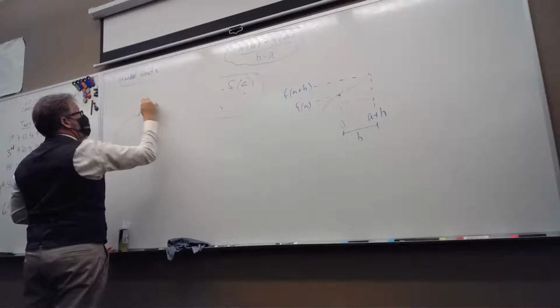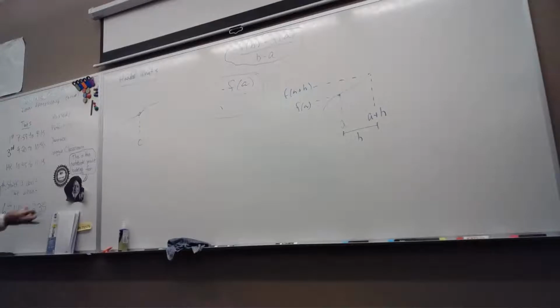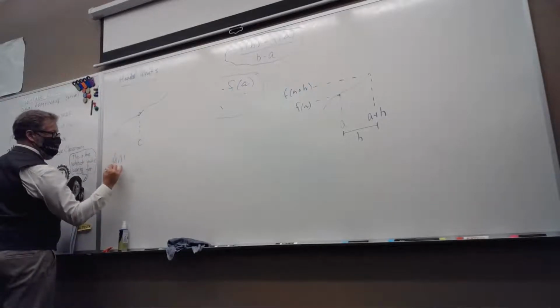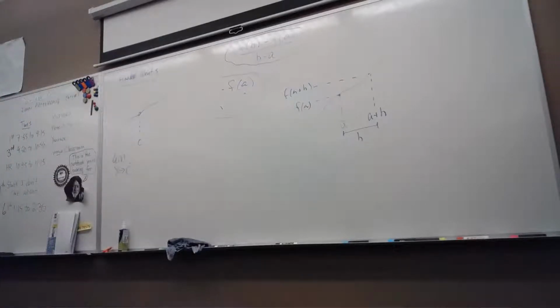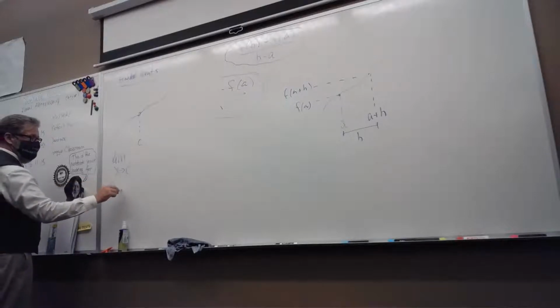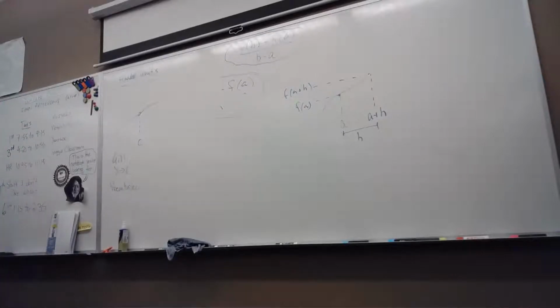Here's your function. Here's your point. The limit as x approaches c from below. That's what that means, from below. That means from the left. It does not mean from down here going up. It means from down here going up. Okay?